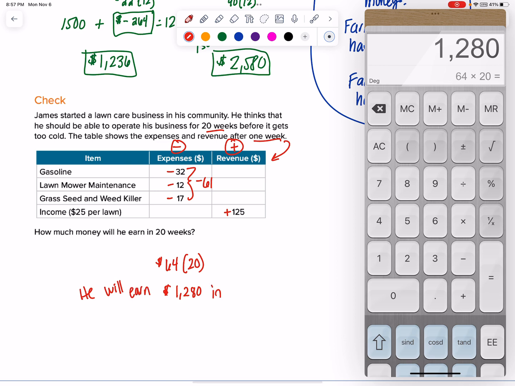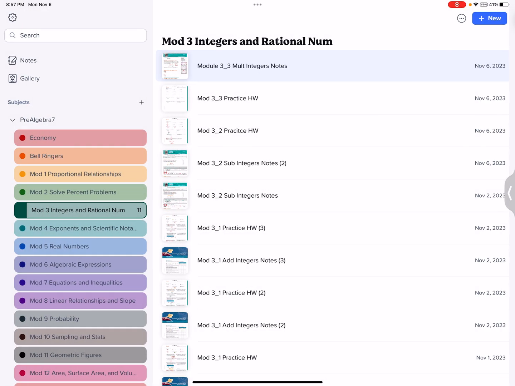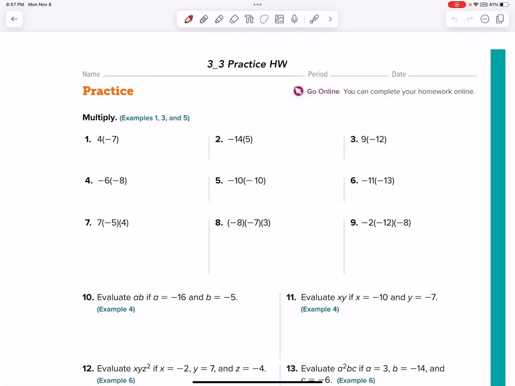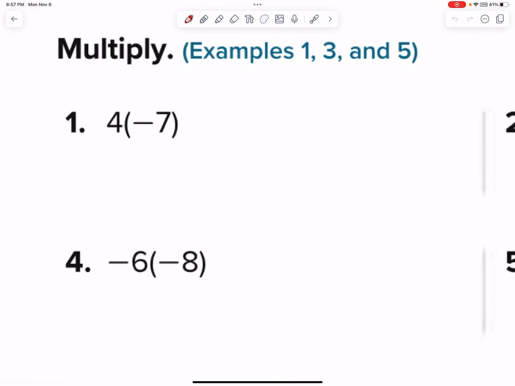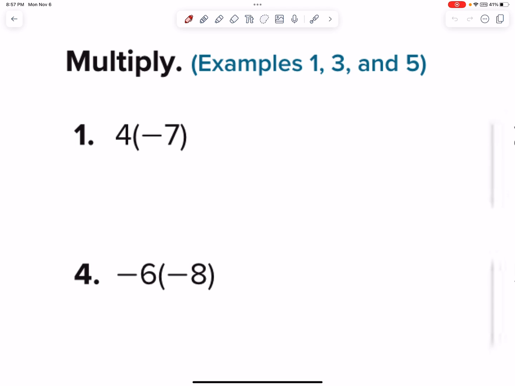He will earn that much in 2 weeks. Pretty good deal. All right, let's go ahead to your practice and homework. Okay, so now we're going to really crank through these, try to get some fluency going. Okay, so 4 positive times a negative.